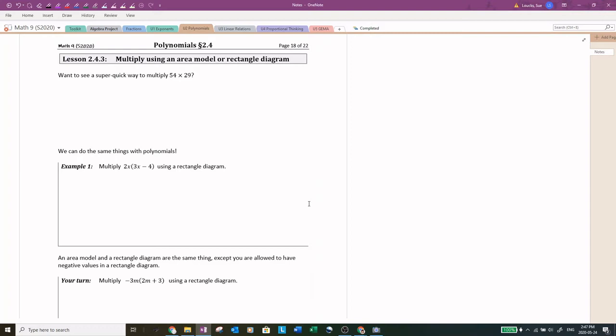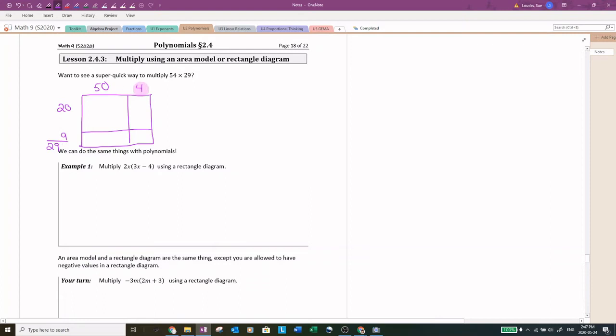All right, let's take a look at different ways of multiplying. So you want to see a super quick way to multiply 54 by 29? What I'm going to do is make a box, and I'm going to say that this distance up here is 54. So this piece is 50, and this piece is 4. So 50 plus 4 equals 54. And then along the left side here, this is 20, and this is 9, so my total is 29.